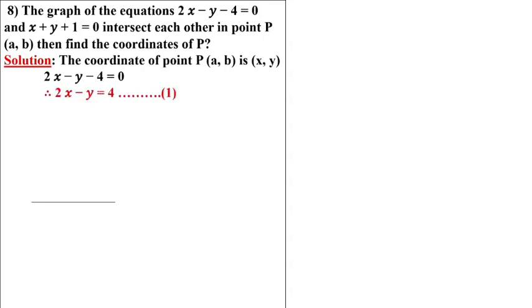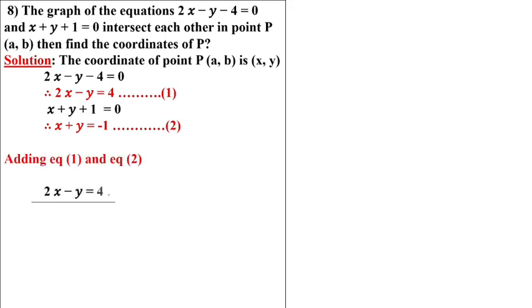2x - y - 4 = 0: the 4 will go to the right side and become plus 4. That is our equation number 1. In the same way, the second equation is given: x + y + 1 = 0. We arrange it: plus 1 will go to the right side and become minus 1. Students, now adding equations 1 and 2, here we get 2x plus 1x is 3x, y cancels, equal to 4 minus 1 is 3. Therefore, x equals 3 upon 3, which means the x value is 1.